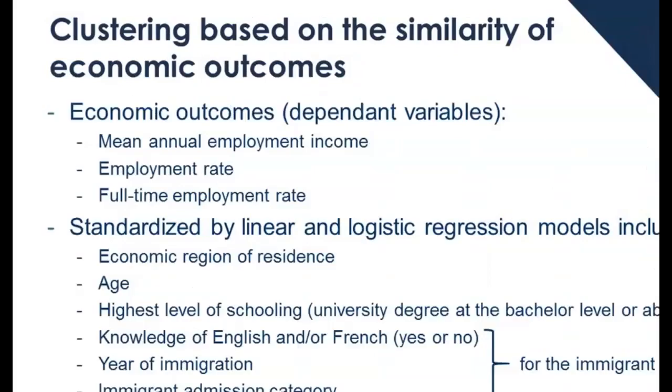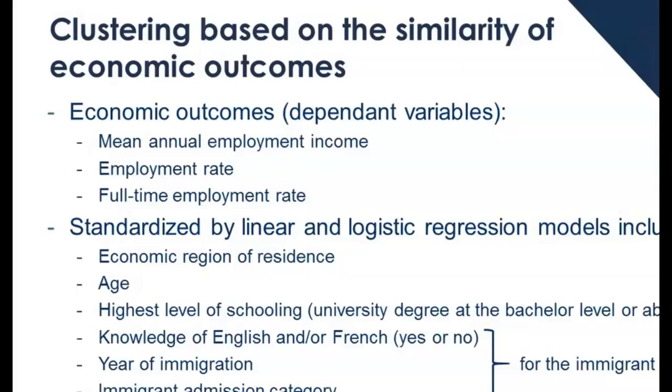Okay, and what are these economic outcomes that we will be clustering them by? We will have indicators on access to the labor market, so talking about employment rate, and some indicators about the quality of the job, looking at full-time employment rate and income. Now, first, before running the analysis, we wanted to neutralize the effect of the group composition. For example, we know that some of these groups are younger than others or more educated than others, so all of that can have an impact on their economic outcome.